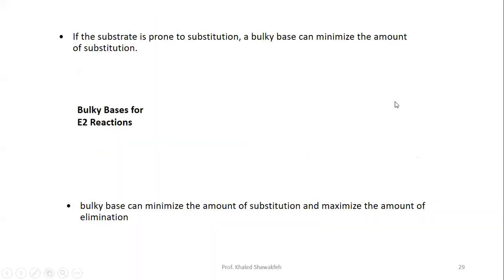الآن if the substrate is prone to substitution زي مثلا حالة السكندري ممكن نروح على substitution على SN2. How do we solve the problem? We solve the problem by, إذا بتتذكروا, using bulkier base. Bulkier base can minimize the amount of substitution. So if you use bulkier base, you force or you drive the reaction to go for an elimination reaction.